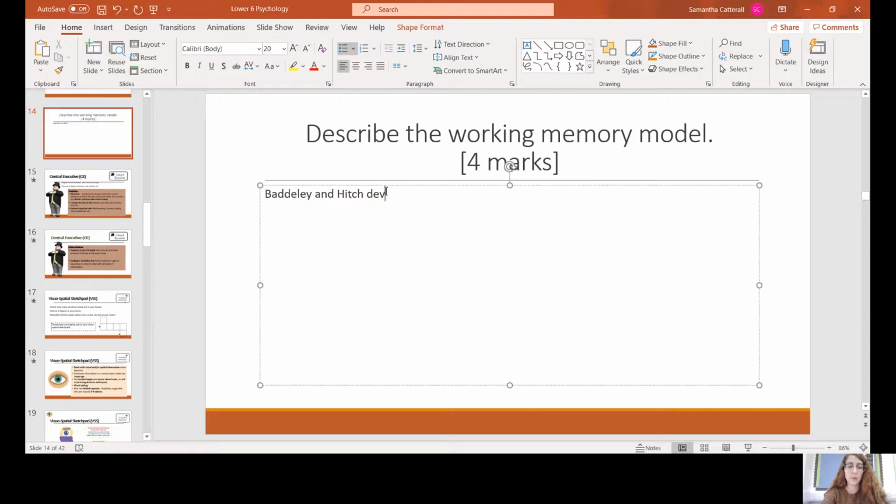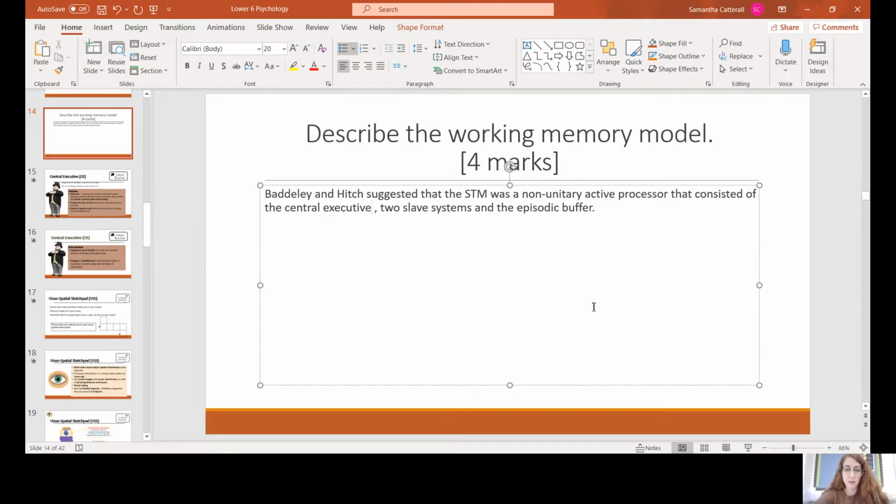So Baddeley and Hitch suggested short-term memory was a non-unitary active processor that consisted of the central executive, two slave systems, and the episodic buffer. All the different components of it.